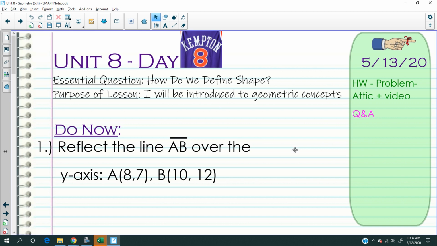Okay, all right, here we go. So there's the do now, press pause. All right, do that, and then we'll go over it. Okay, all right, let's see.